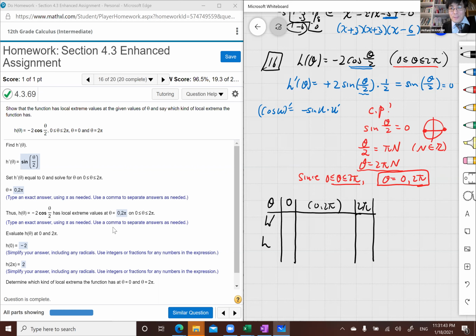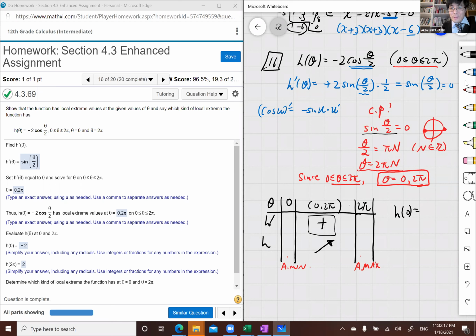So what is the derivative? The derivative is positive for any angle inside this interval because sine is positive in those intervals. So the function is always increasing. That means this must be the absolute maximum and this must be the absolute minimum. Okay. So you just need to evaluate what h of 0 is.